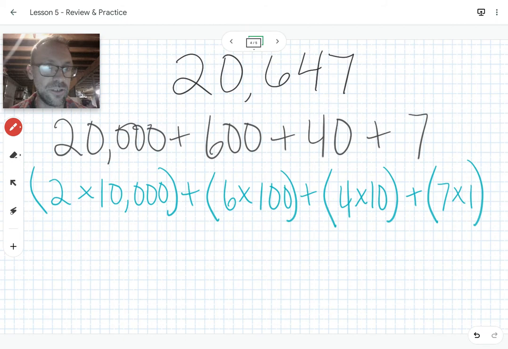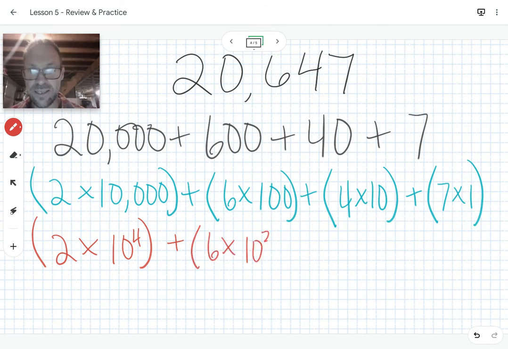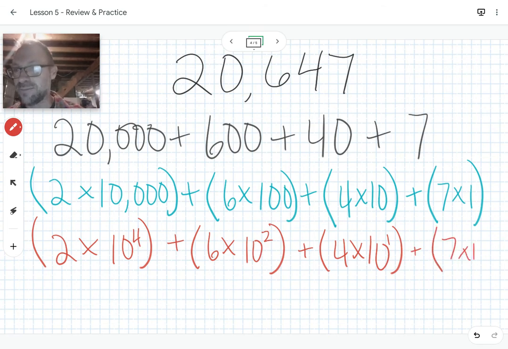But let's not look back at the chart. Let's use the pattern we know. All right, so 1, 2, 3, 4 zeros in 10,000. So that means that's 10 to the 4th power. 2 times 10 to the 4th power. And 1, 2 zeros in 100. So that's going to be 6 times 10 to the 2nd power, because there's 2 zeros there. And let's add to that 4 times, let's see, 1 zero in 10, 10 to the 1st power. And let's add to that, oh, I don't see any zeros. Yeah, so it's 7 times 10 to the 0 power. That's a 0 right there. Well, I'll leave it alone for now.